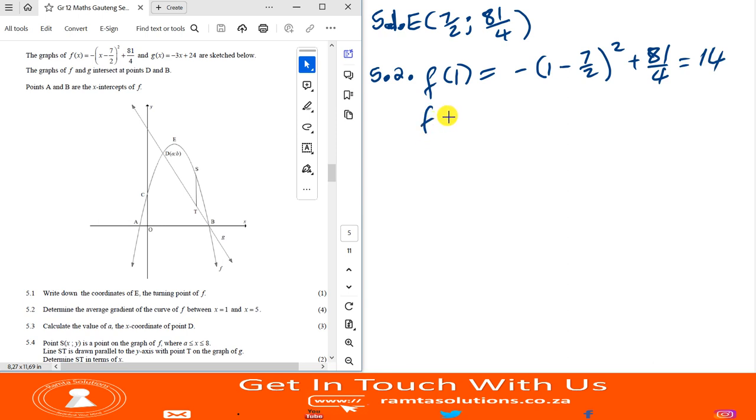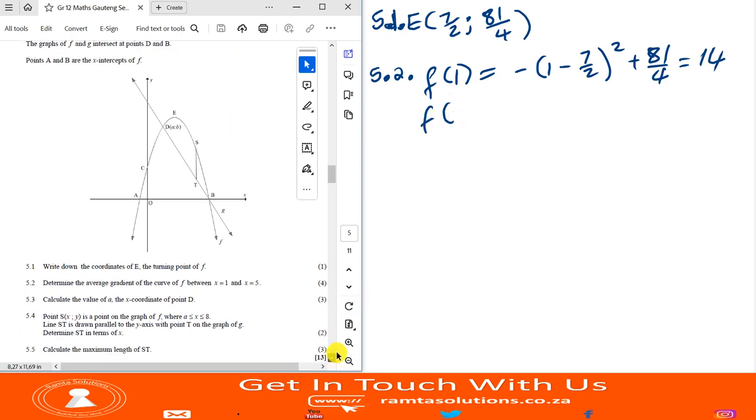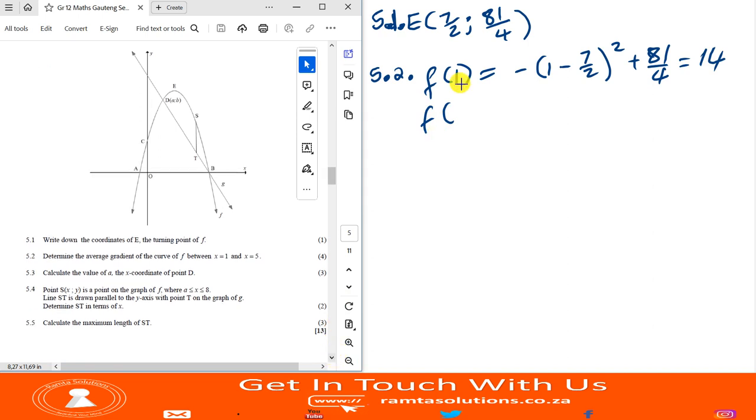Now let's look for f of 5. So what is f of 5? Again, where there's x, you put 5. I got 18.